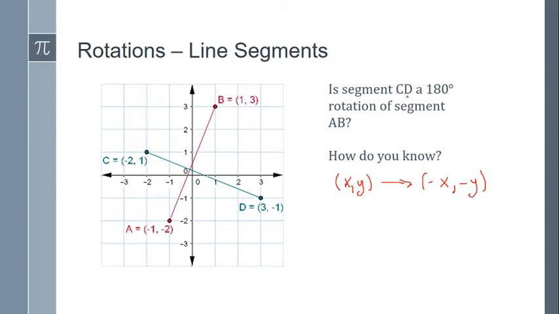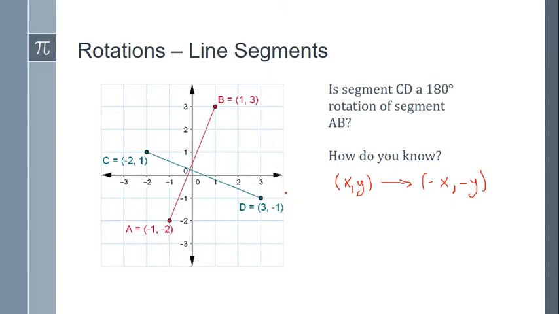So to see if CD really is a rotation of AB, let's take segment AB and perform a 180-degree rotation and see if we end up with segment CD. Right now, they look like they're the same size to me. In fact, if we counted the horizontal change and vertical change from one point to the other, they would be the same in both lines, and we'd have that same ratio. So they are the same length. You could also use the distance formula to calculate those lengths, but they happen to be the same.